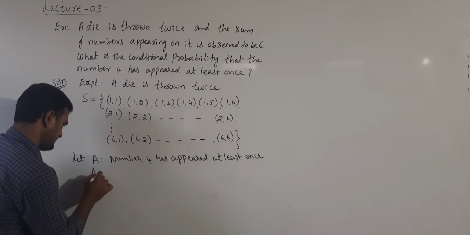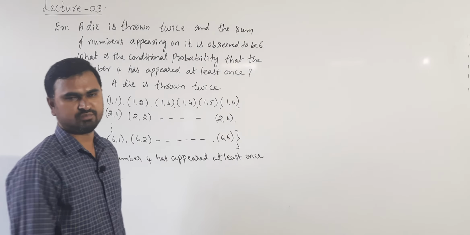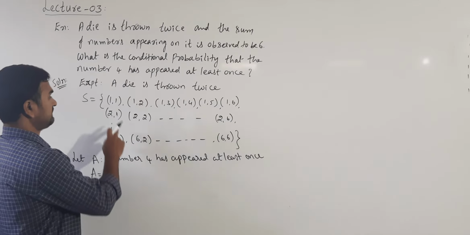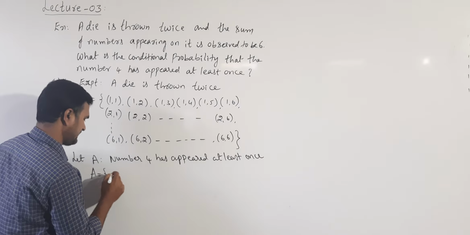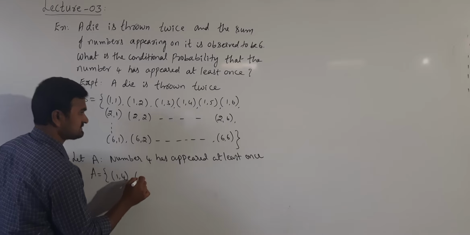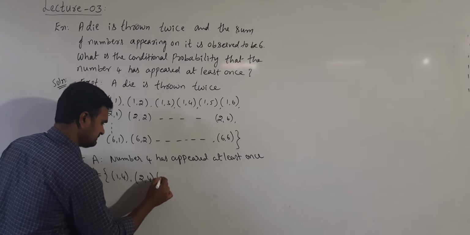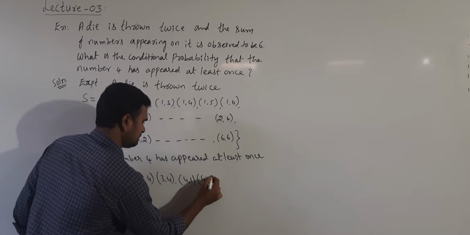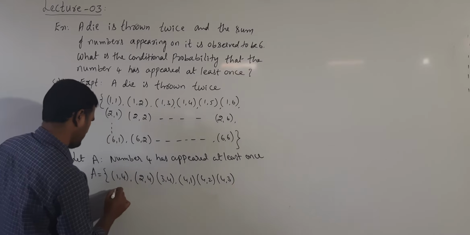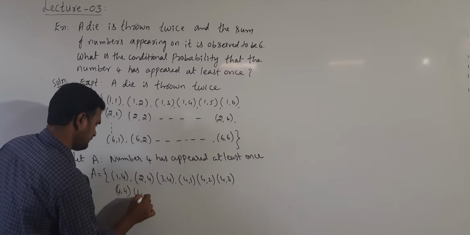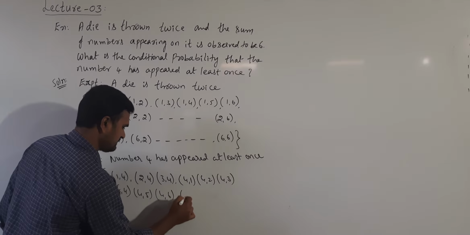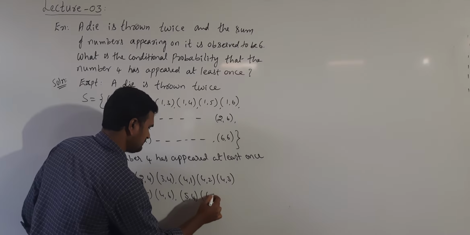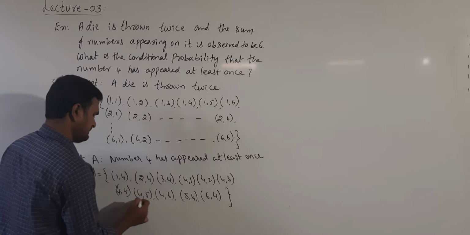So what will be the elements of A? Number 4 must be appearing at least once. 1 1 we cannot take. 1 4 I can take, as 4 has appeared at least once. Next 2 4 we can take, 3 4 I can take. Next 4 1, 4 2, 4 3, 4 4, 4 5, 4 6 we can take. Next 5 4, 6 4. So these are all the possible outcomes where number 4 has appeared at least once.